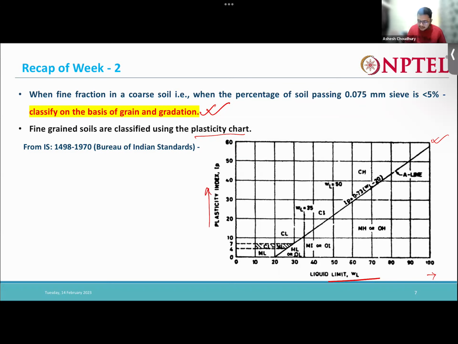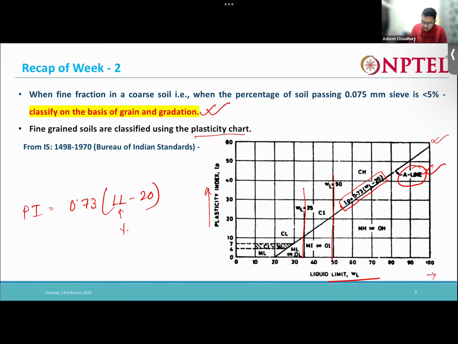There is a line, and this line is called the A line. Also remember the equation of this line. The equation of this line is plasticity index equal to 0.70 times (liquid limit minus 20), in percent. So this is the equation of this line. In this chart you can see all the divisions. This is our 35% liquid limit line, and this is our 50% liquid limit line.